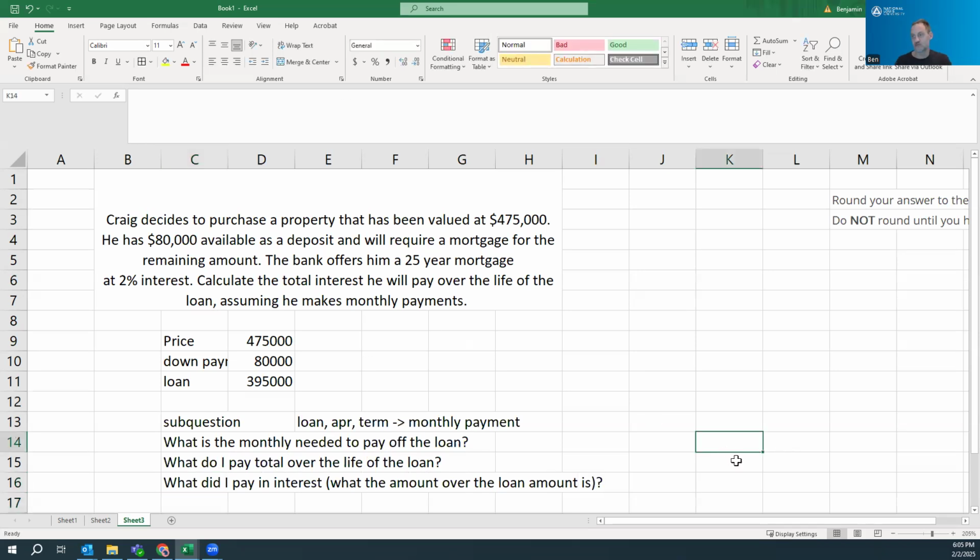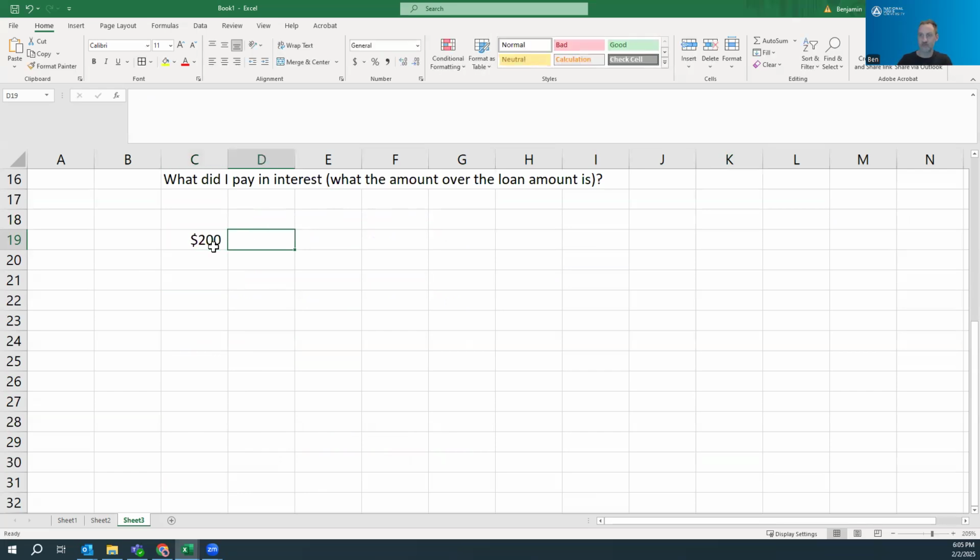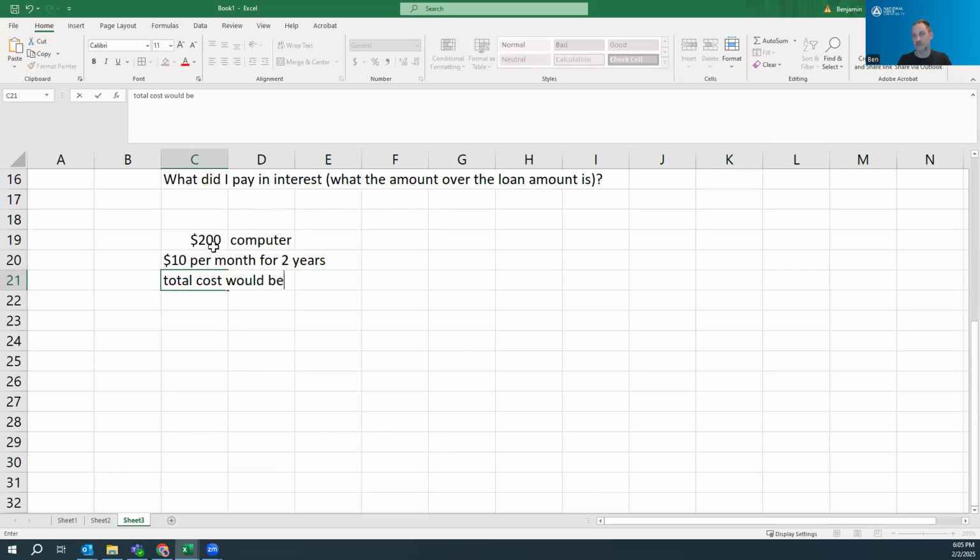And I always like to kind of do this with a similar situation. So let's say I am going to sell you something amazing. I'm going to sell you my computer, and my computer will cost you $200. But you can also buy it for $10 per month for 2 years. And so the total cost in that situation would be 10 times 2 times 12.